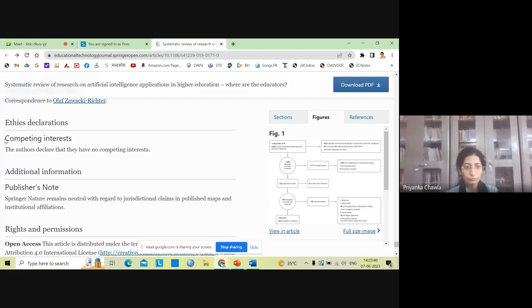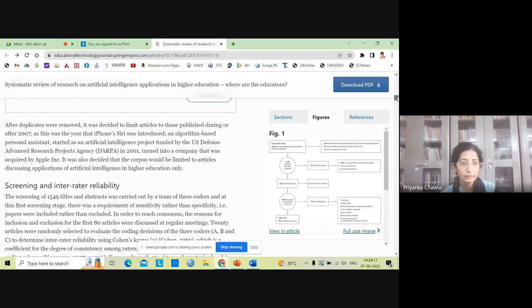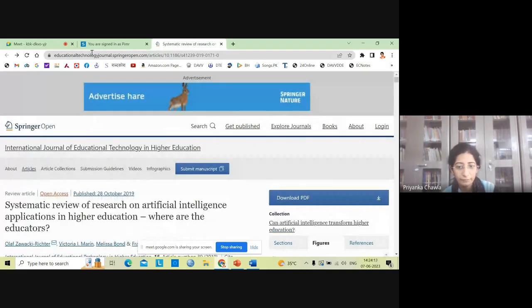They ask for competing interests. Sometimes, if there is quantitative research, they ask for availability of data. So you have to give the entire data in Excel format and submit it to the editor, reviewer board. So these are the things which you have to keep in your mind. These are the skills which are required while preparing a paper.